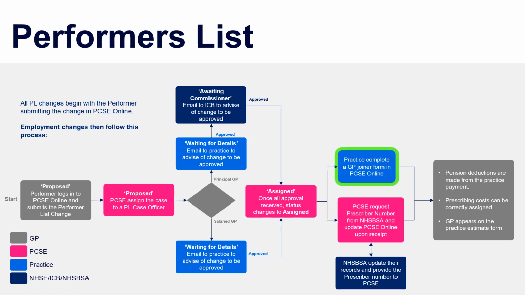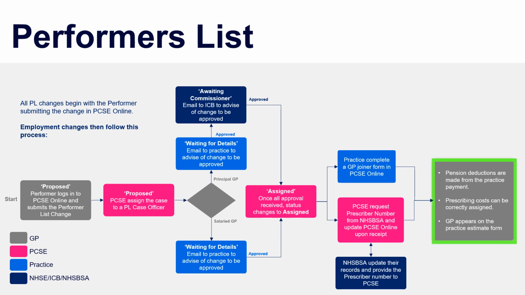Once the GP employment change request has been approved by both the practice and the ICB, this is when the practice can complete the joiner form in PCSE Online. At this point, PCSE will also contact NHS BSA to generate the prescriber number for the GP. For salaried GPs, the GP will be able to find their prescriber number within their PCSE Online account. This is the same for a GP principal, i.e. GP partner. However, PCSE will also email this information to the partner GP.